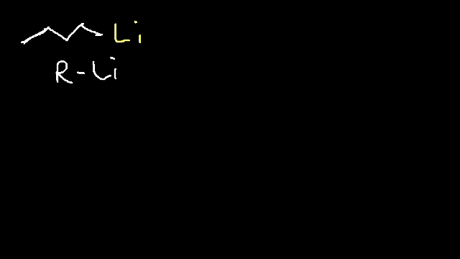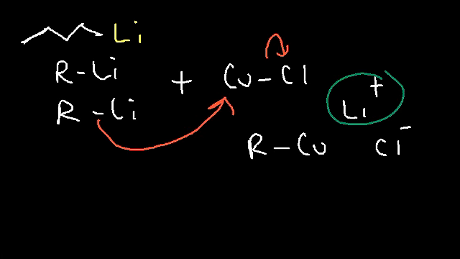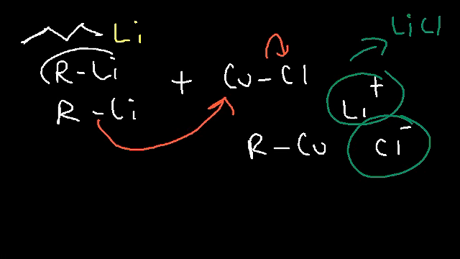Now, if you have 2 of these organolithium reagents, you can react them with copper chloride, copper 1 chloride specifically, which I'm going to write like this. So, one of the R groups will attack the copper, kicking out the Cl. So now you have RCu, and the lithium has a +1 charge, and chloride has a -1 charge. So these 2 will get together and form LiCl. Now, the second R lithium compound will also attack the copper.